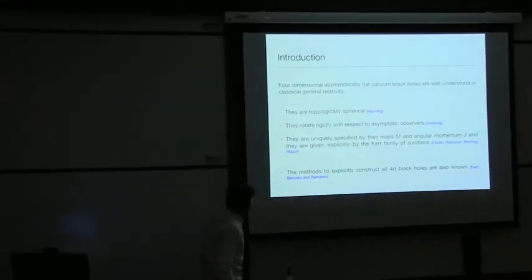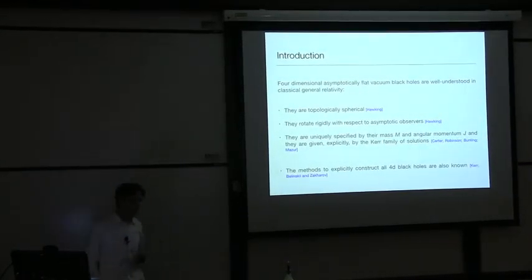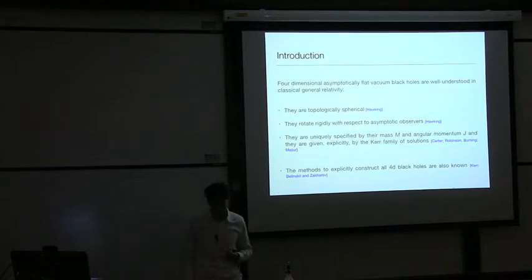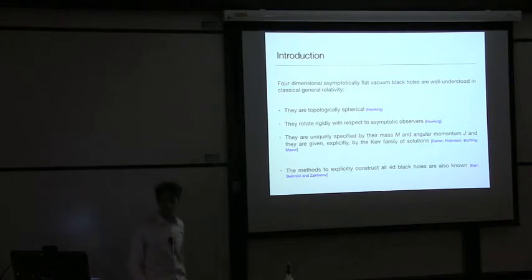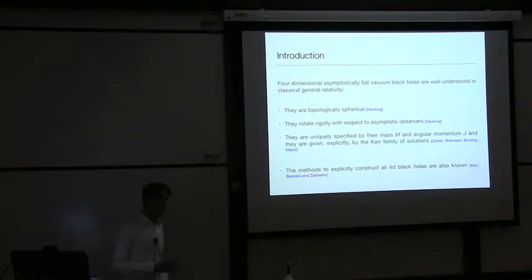So I think that it's fair to say that for four-dimensional asymptotically flat vacuum black holes, we have a good understanding of these objects within classical general relativity, because we have a series of theorems and results which provide a complete classification of these objects within the theory. For instance, we know that they are topologically spherical. They rotate rigidly with respect to asymptotic observers, and this essentially means that they have to move in a direction which is a symmetry of the space-time. And they are uniquely specified by their mass and angular momentum, and they are explicitly known, and they are given by the celebrated Kerr family of solutions.